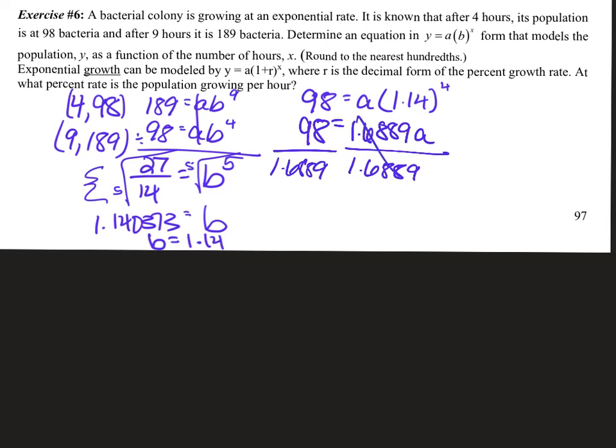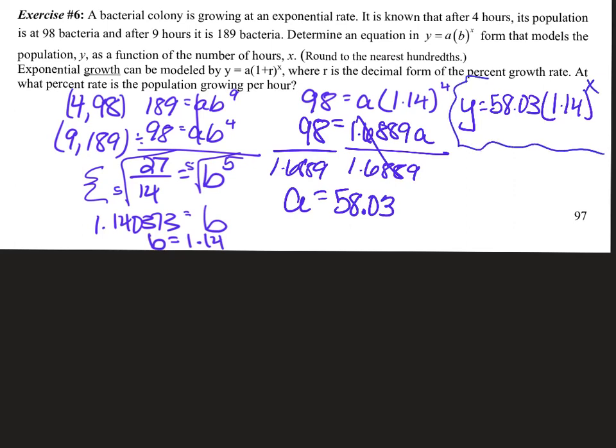And that's going to cancel. So my a is equal to, I'm going to do 98 divided by 1.6889. And that gives me 58.03 when I round it to the nearest hundredth. All right. So now I'm going to put it into the original. So y equals 58.03 times 1.14 to the power of x. So that's my lovely equation.